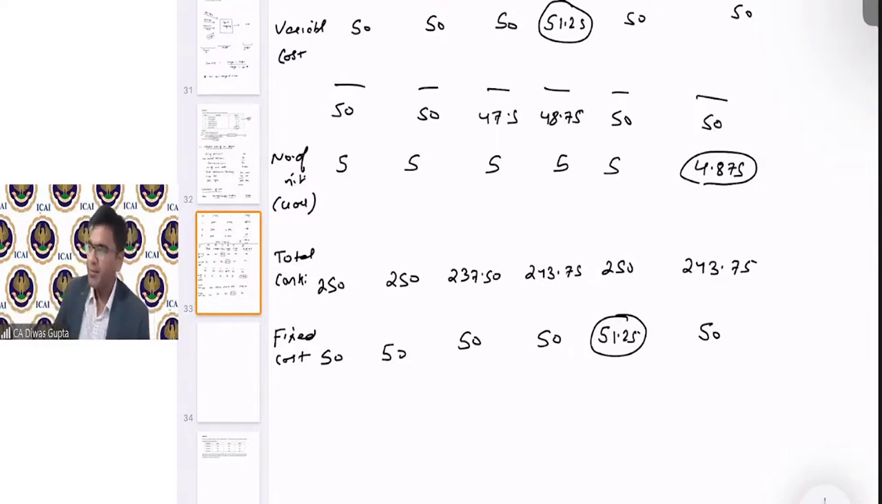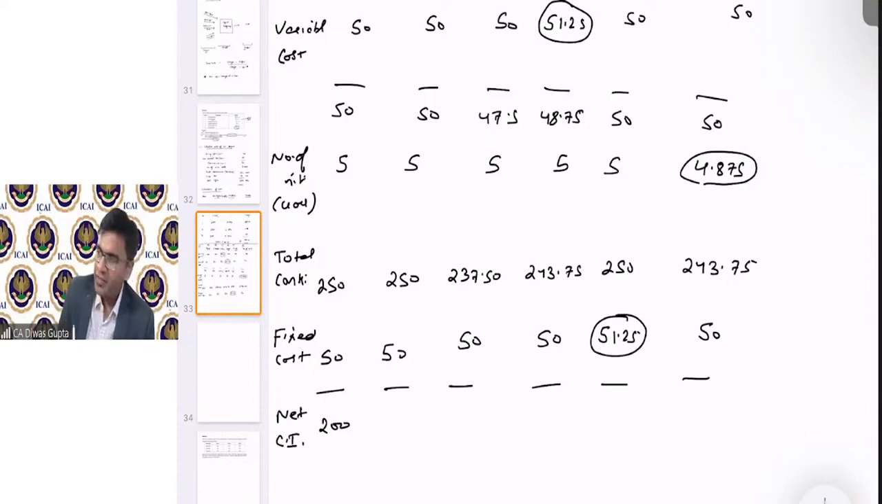So we have calculated till fixed cost. So we will calculate now the net cash inflow, right? So 250 minus 50 is 200. 250 minus 50 is again 200, right? Then 187.50, which is 237.5 minus 50. Then 243.75 minus 50, which is 193.75. Then 198.75.